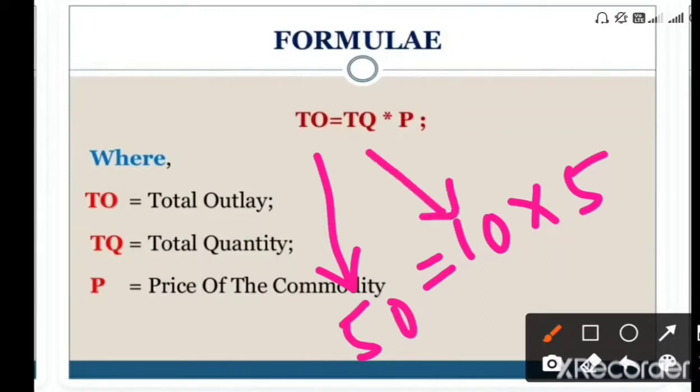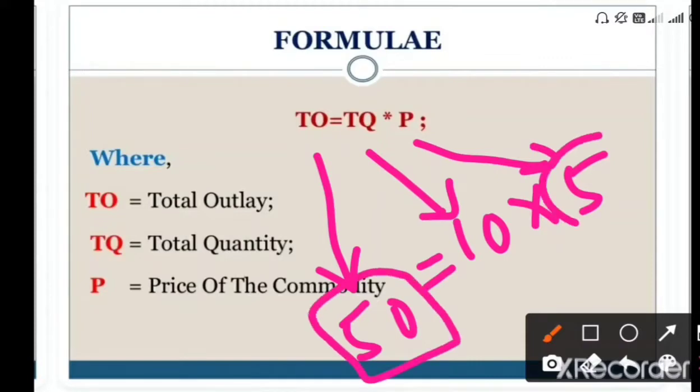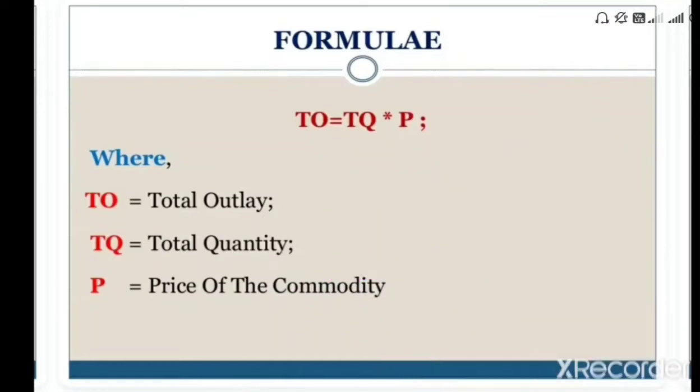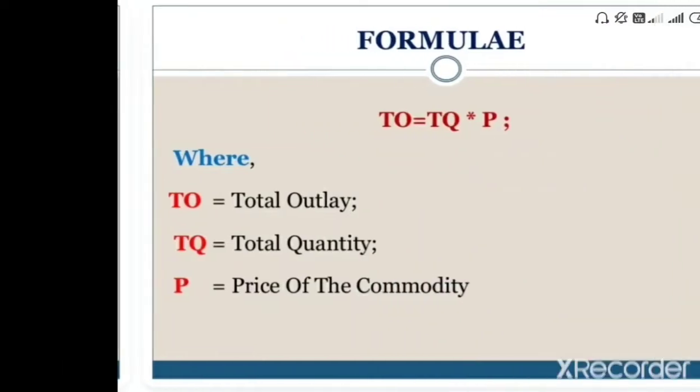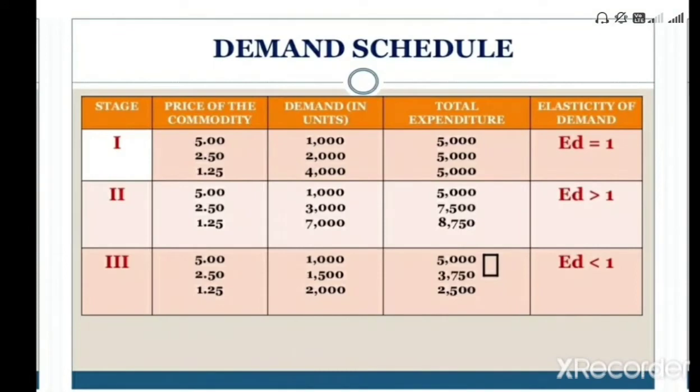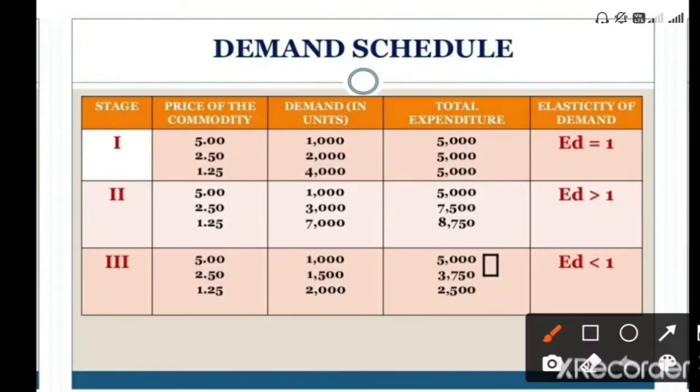This is the TQ, meaning how much quantity you are purchasing. This is the price. So to calculate the expenditure, you have to use this formula, that is price into quantity demanded. This is the first formula that comes under the total expenditure method. So by using this formula, how to calculate elasticity of demand, let's understand that by this table. Let's imagine that, see here you can see the price is decreasing from 5 to 2.5 and from 2.5 to 1.5. If price decreases, your quantity demanded will increase.